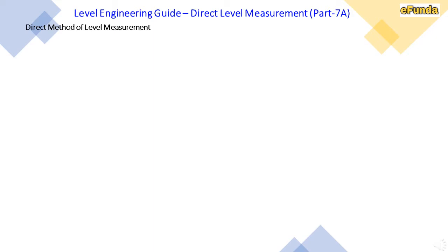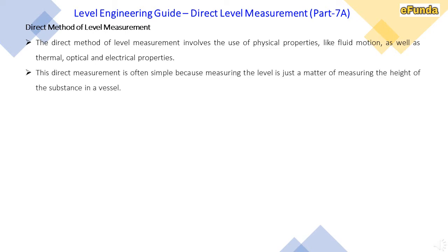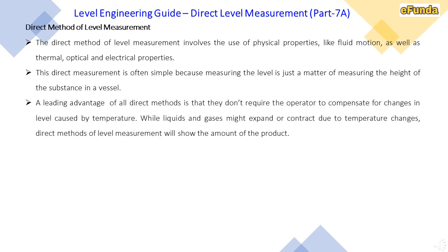In this video we will see the details of the direct method of level measurement, which involves the physical properties like fluid motion as well as thermal, optical and electrical properties related to the substances. This direct measurement is often simple because measuring the level is just a matter of measuring the height of the substance in a vessel. A leading advantage of these direct methods is that they don't require the operator to compensate for any changes in level caused by temperature, while liquids and gases might expand or contract due to temperature changes.